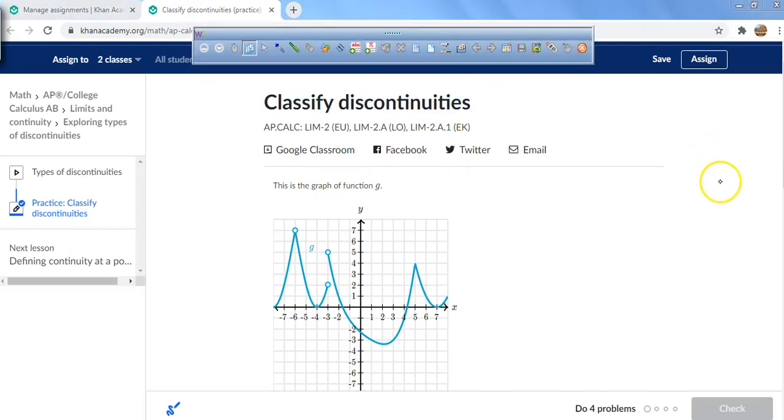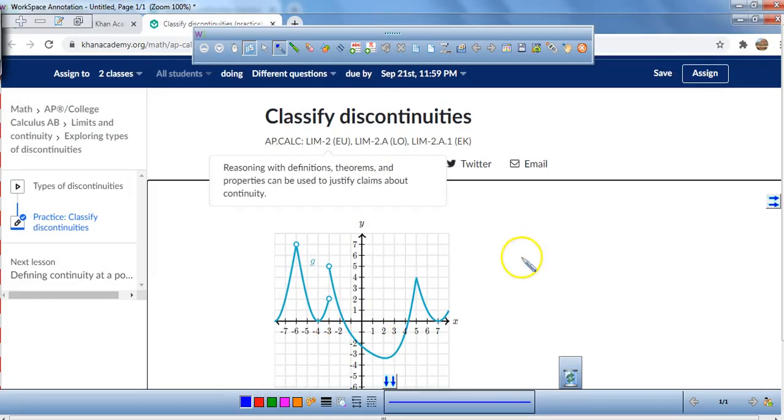Hello, all you pre-calculus learners. What we're going to look at today is how to classify certain types of discontinuities. There's three different discontinuities that you need to know. We're going to go with number 1, number 2, and number 3.